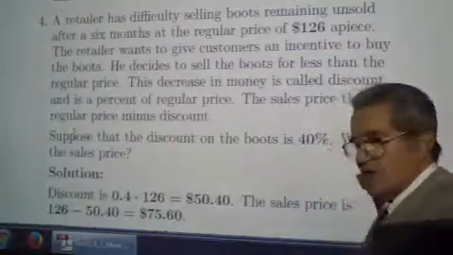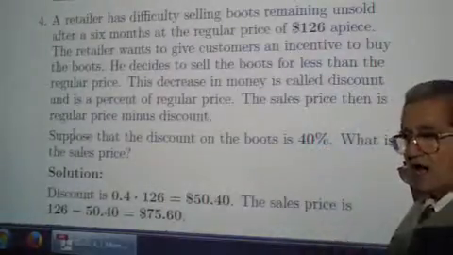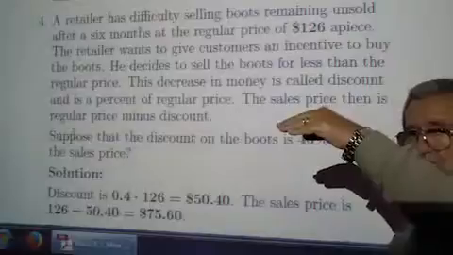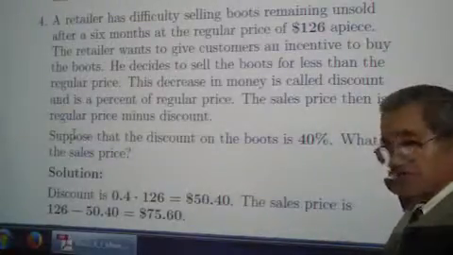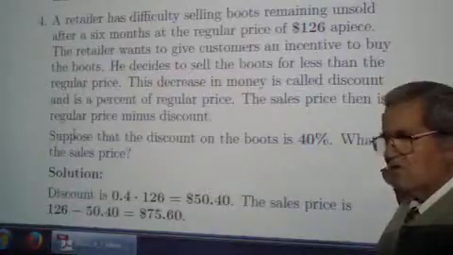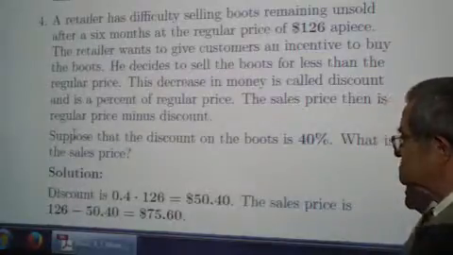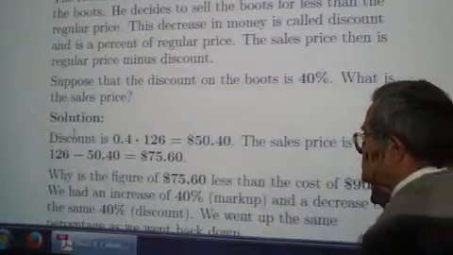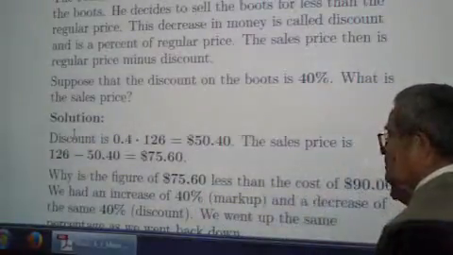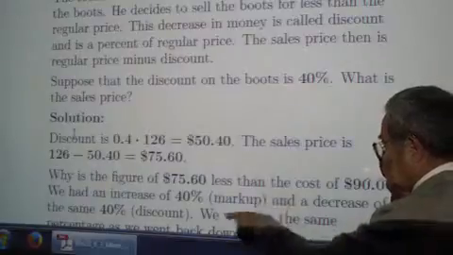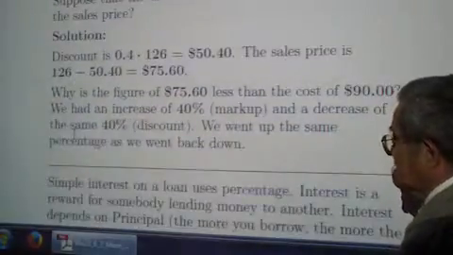Isn't it interesting? I went up 40% from 90. I went back down 40%, and I'm at 75.60, not 90. Ooh, how did that happen? So why is the figure of $75.60 less than the cost of $90? We had an increase, I just went over that, and you figured that out.